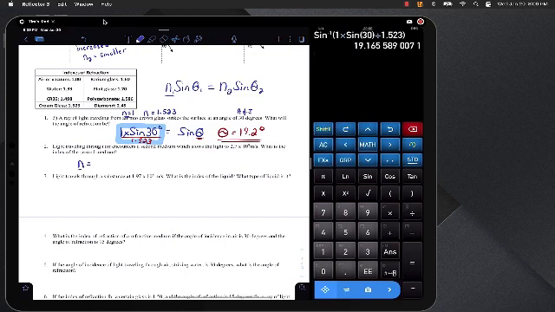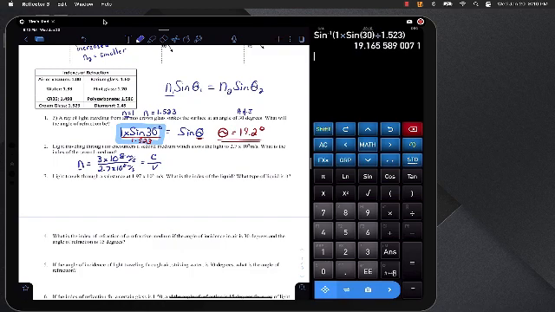I have n, the index of refraction. What we're going to do is put in the speed of light, 3 times 10 to the 8th meters per second. We can label that as c, because that's the variable we always use for it. We're going to divide that by the velocity of the light in that medium, so divided by 2.7 times 10 to the 8th meters per second. That tells us the index of refraction for that second medium.